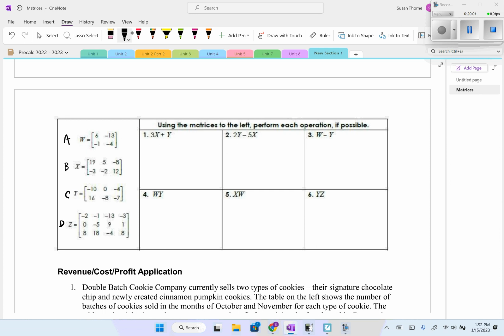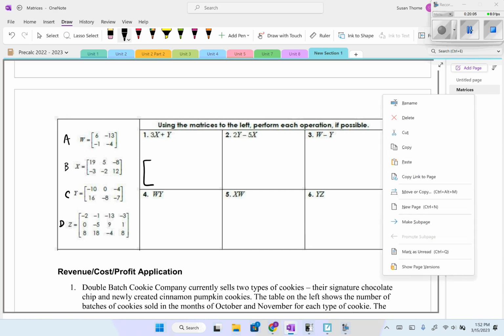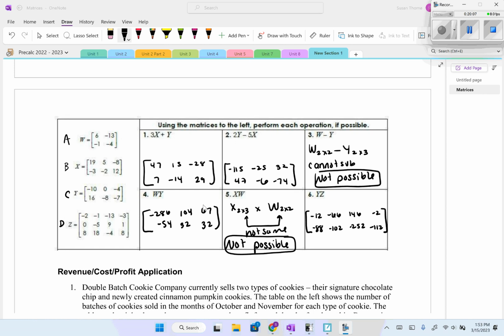So after practicing these, I'm just going to write the answers here so that you can see them. Make sure to check your work here, and notice that 3 and 5 don't have any solutions. For 3, you can only add or subtract when you have the same dimensions, and these are not the same dimensions, so it's not possible. And for number 5, x times w, notice the inside numbers 3 and 2 are not the same, so you cannot multiply these. No solution, not possible.